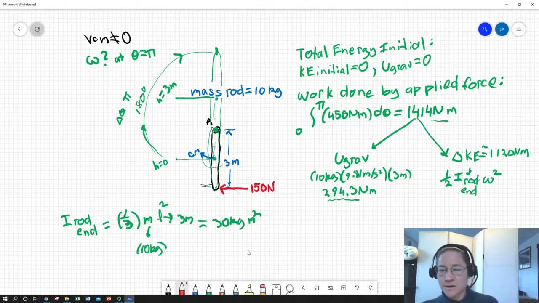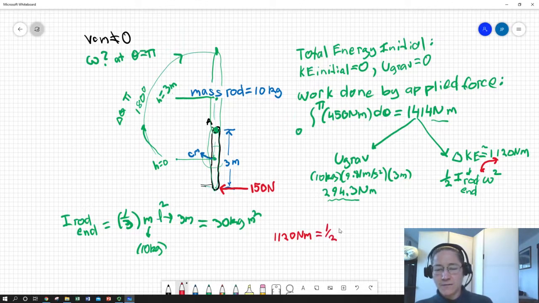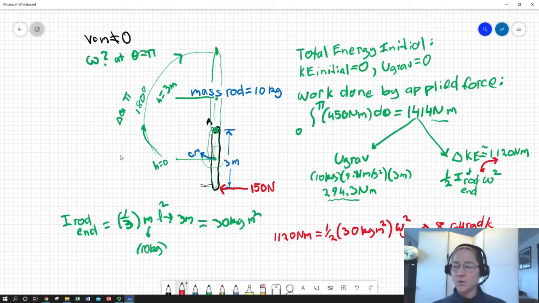Now I'm going to switch colors. We can use that in this formula. We know that the total kinetic energy available was 1120 Newton meters. That equals 1/2 times 30 kilogram meters squared times omega squared. We solve for omega and we get about 8.64 radians per second. So compared to our spoked wheel problem, this is very similar. Again, I'll write down the reference. This is Hibbler, 18-14.